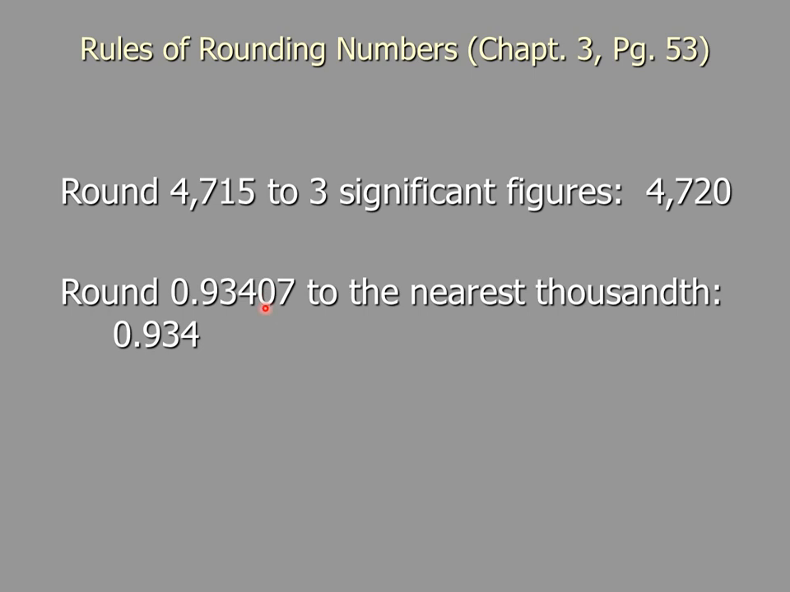If the first digit is 5, then I'm going to add 1 here. But this is not 5. This is less than 5, right? So I'm just keeping it as it is. I'll just drop everything after this. I'll just keep it 934.